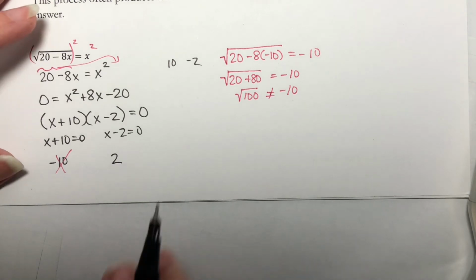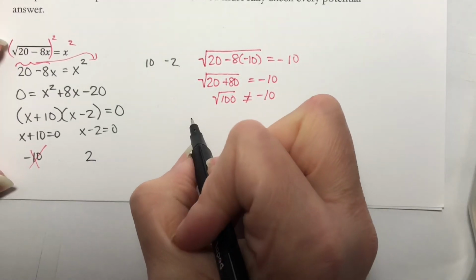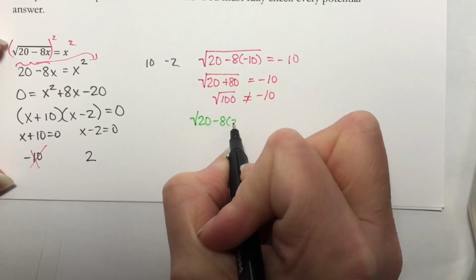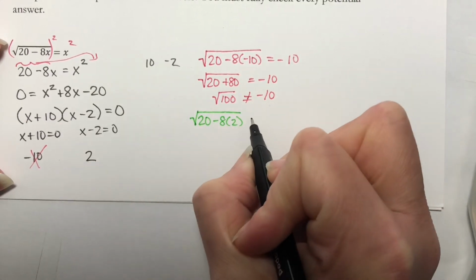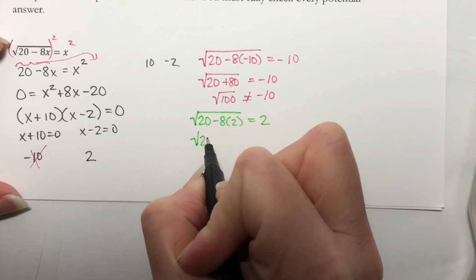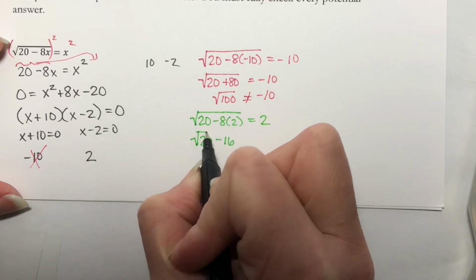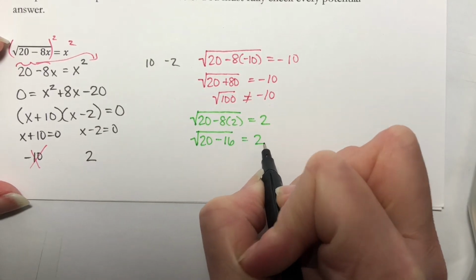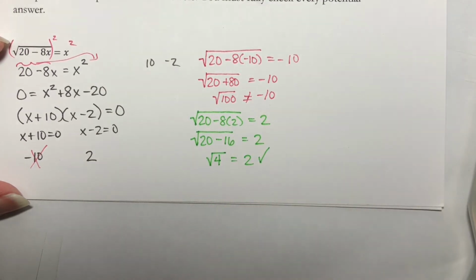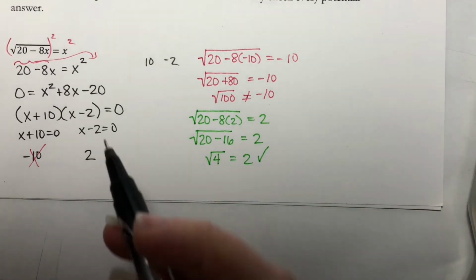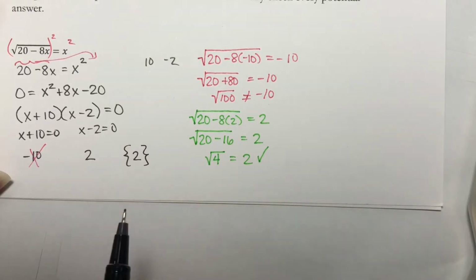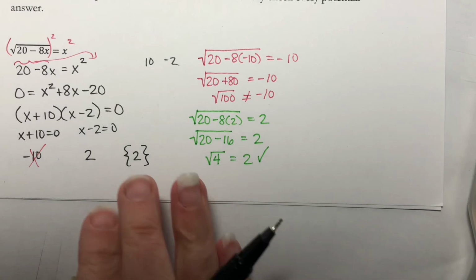Now I have to check 2. So I'd have the square root of 20 minus 8 times 2, and this equals 2. Square root of 20 minus 16 equals 2. This is the square root of 4 equals 2, and that is correct. So this has one solution, and its answer is 2.